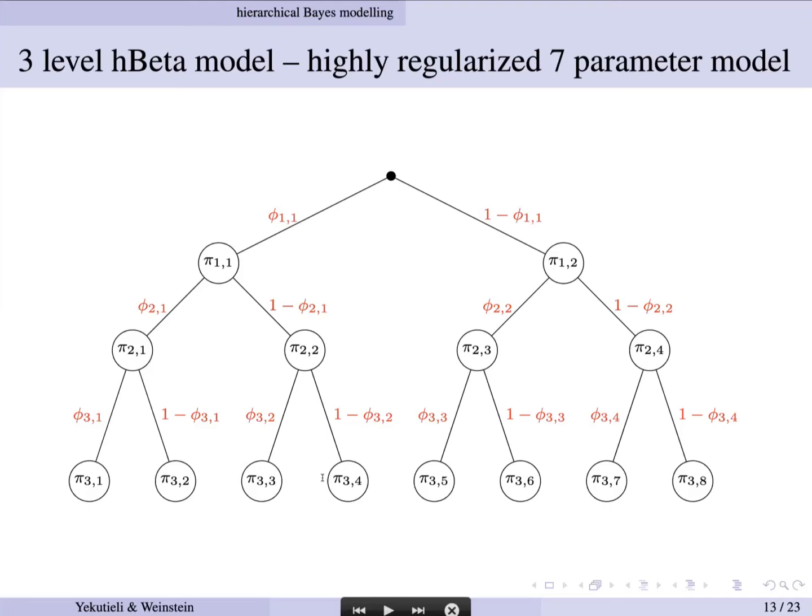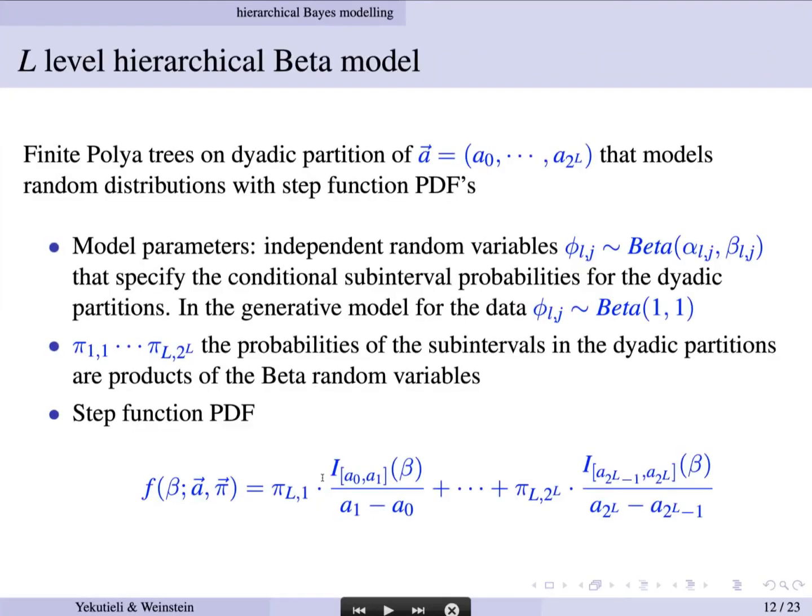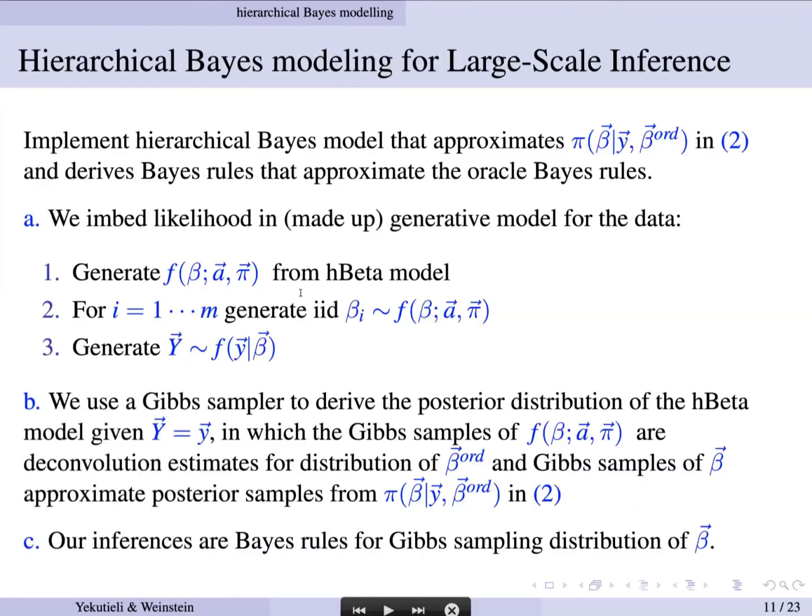If I know that my data was generated like this, then I can find the posterior by the Gibbs sampler. The idea is that I take this f from this very simple tree in which all the parameters, all the phis, are uniform 0, 1. And once I see the data, I compute the updated distribution of this f.